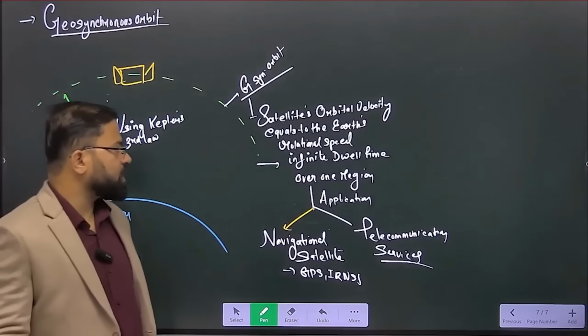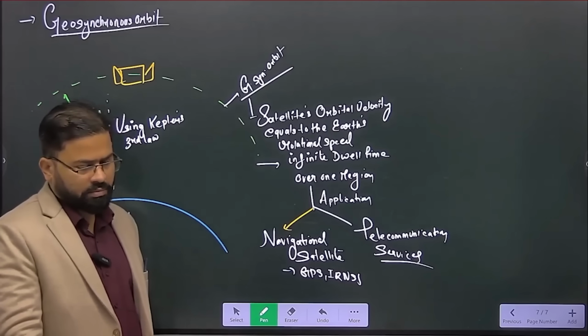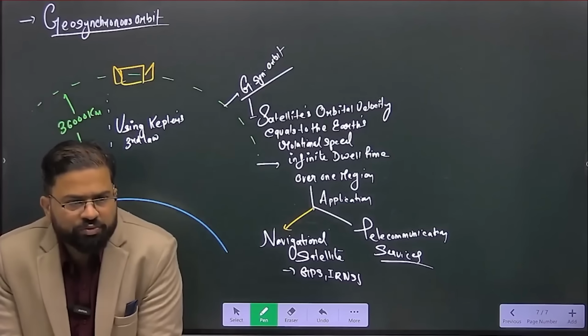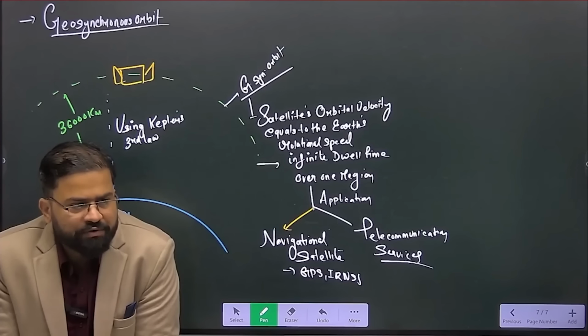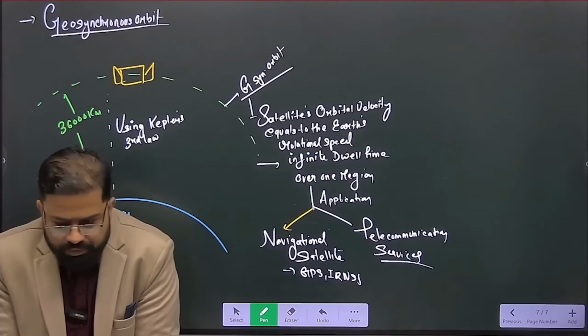The satellite's orbital velocity equals the Earth's rotational speed. UPSC may confuse you by quoting revolutionary speed. It's not revolution, it's rotation.